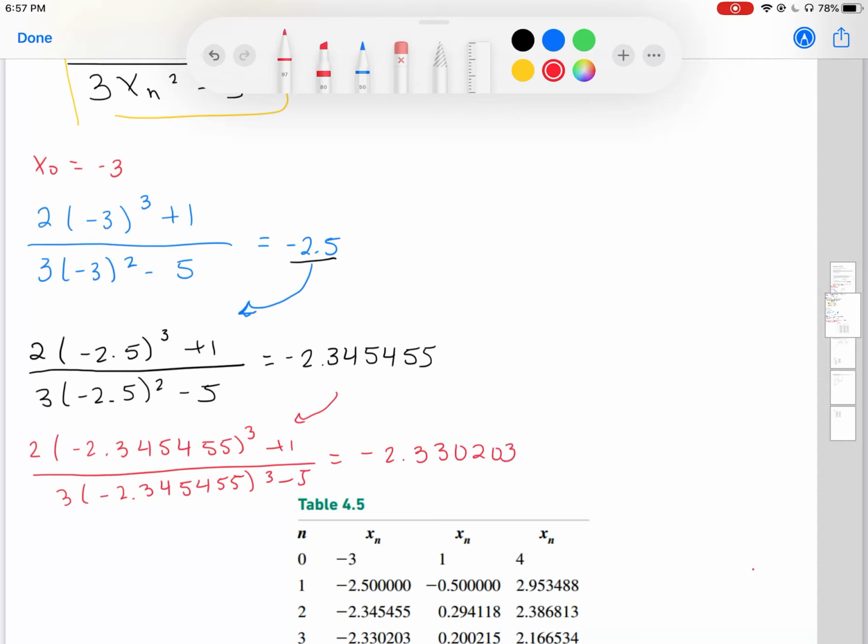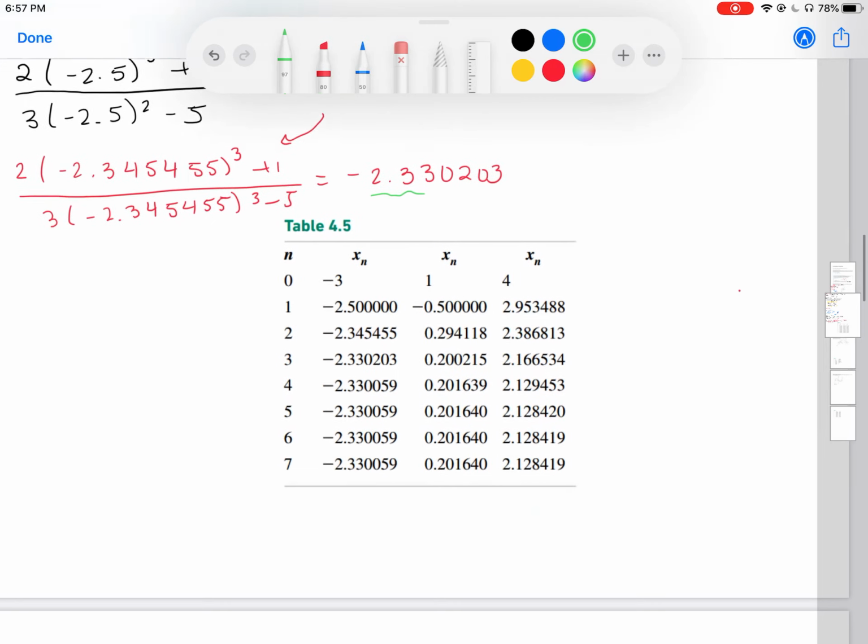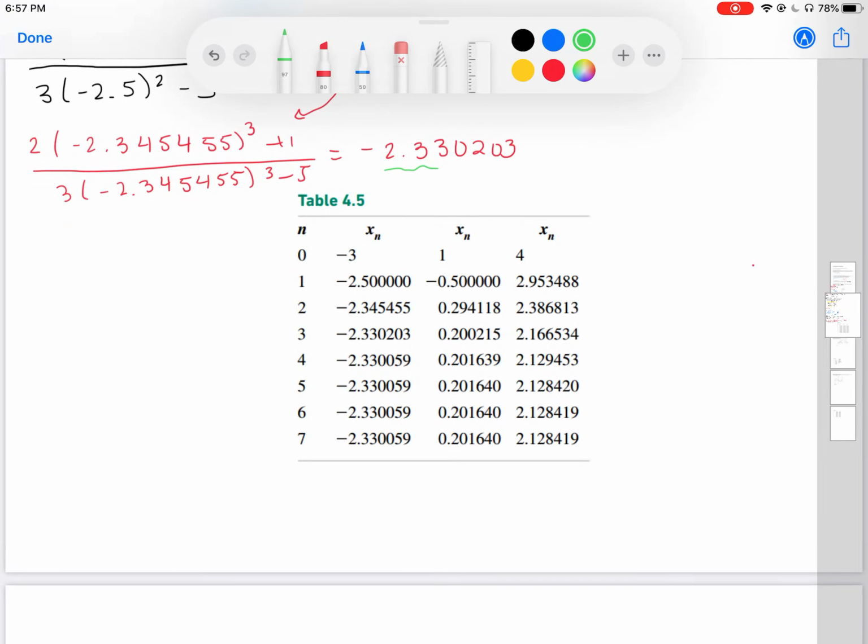Are you starting to notice a trend? Well, maybe not so much yet, but it's getting close to 2.3, and as we plug in more values, it becomes more precise. Now here I have a chart from the textbook. So you see we started off with negative 3.